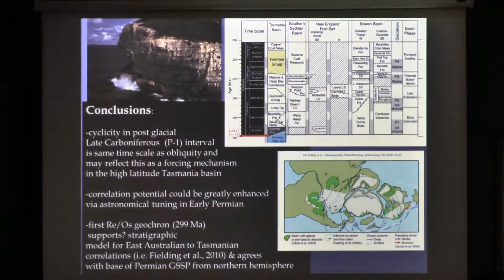All right, so conclusions. Cyclicity in the post-glacial late Carboniferous P1 interval is the same time scale as obliquity, I think, and may reflect this as a forcing mechanism in the high latitude Tasmania Basin. At 80 degrees south, we'd expect obliquity to be the primary forcing at that high paleolatitude. Correlation potential could be greatly enhanced via astronomical tuning in the early Permian. The first rhenium-osmium geochron at 299 million years supports the stratigraphic model for East Australia to Tasmania of Fielding and agrees with the base of the Permian GSSP for the Northern Hemisphere.